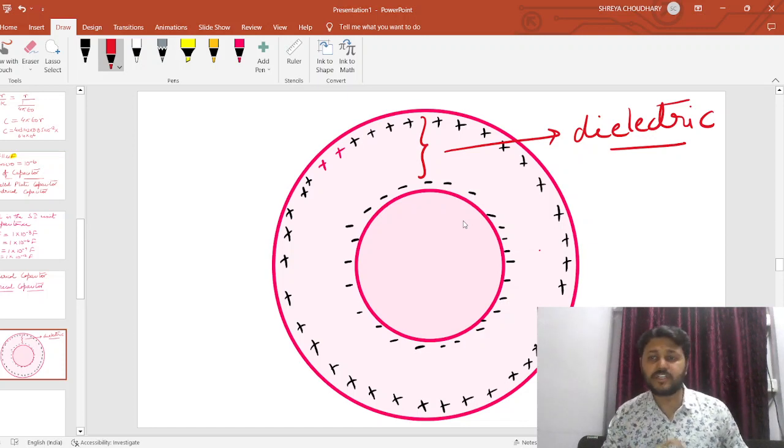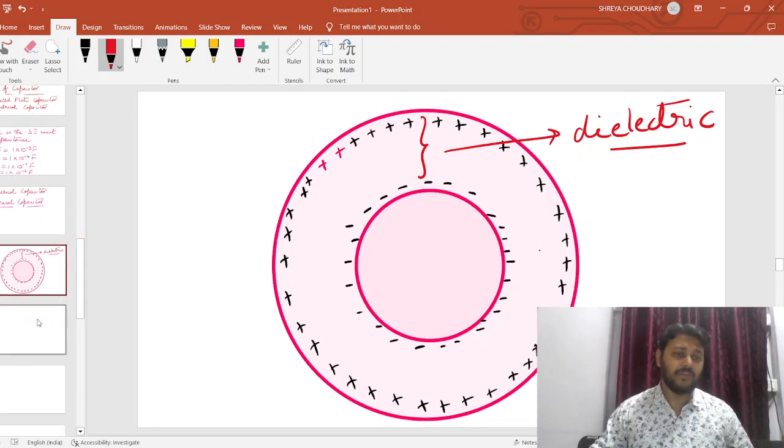What do you mean by induction of charges? If the positive charges appear on one face, then the negative charge will appear on the other face. Or vice versa, if the negative charges appear on one face, then the positive charges will appear on the other face. This is the work of the dielectric medium. The space between is filled with a dielectric medium, so it will not be conducting by itself. However, it will help in the induction of charges.